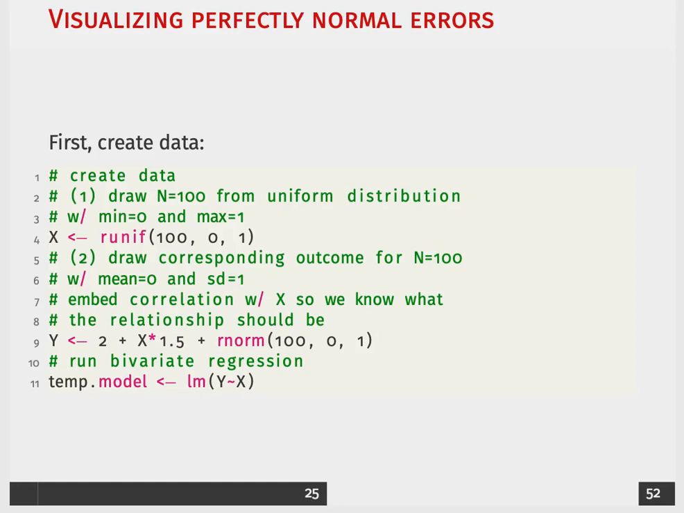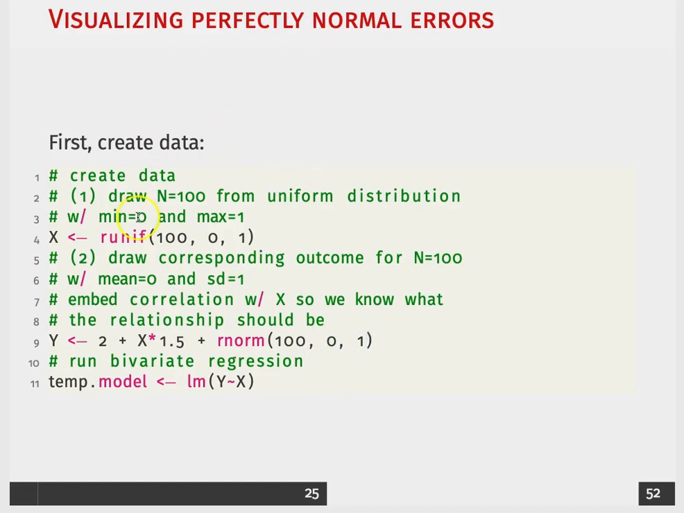Then we're also going to create our outcome, and we're embedding in what the relationship is so we know how far away we actually are with our model, right? Because there's inherently going to be some error that's baked into the data generating process. That's what this additional term here is. What I'm doing is that I'm making sure that our assumptions are met. The errors are going to have a mean of 0, and they're going to have a standard deviation of 1.